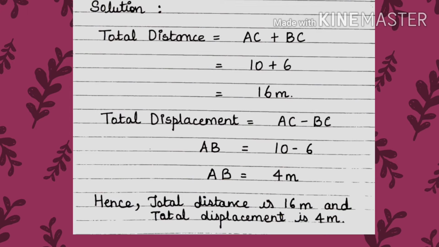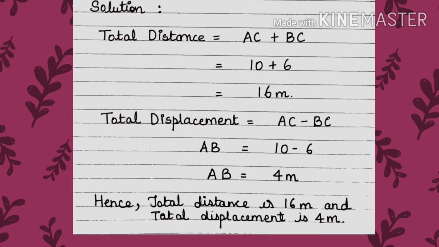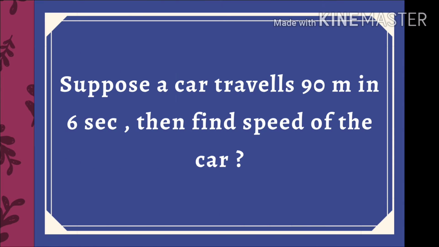What is the initial position of Rohan? A. What is the final position of Rohan? B. So what is the length AB? Length AB is nothing but length AC minus BC. Length AB represents displacement, which is equal to 10 minus 6, and what we get is 4 meters. Hence, the total distance covered by Rohan is 16 meters and the total displacement is 4 meters. Did you understand? If you have any doubt, comment in the comment section.